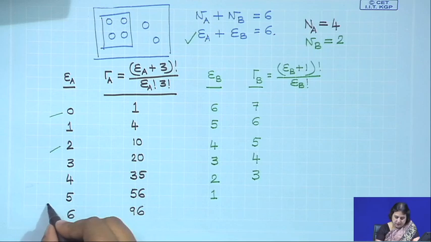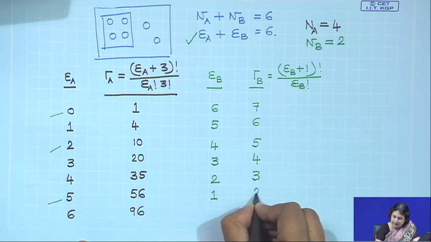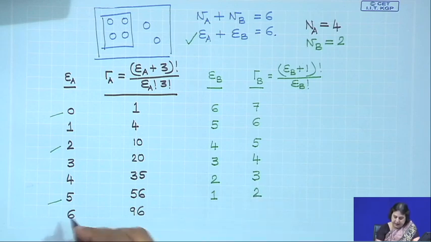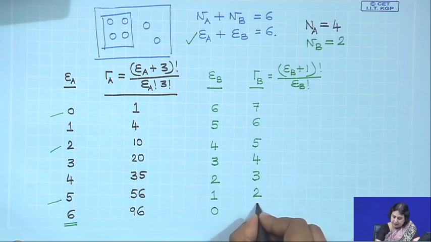Then here, when epsilon A is equal to 5, the allowed value of epsilon B is equal to 1, and I have gamma B equal to 2. And when epsilon A is equal to 6, the only possible value of epsilon B is 0, and correspondingly the number of microscopic states is 1.